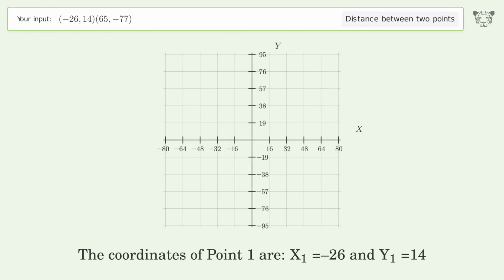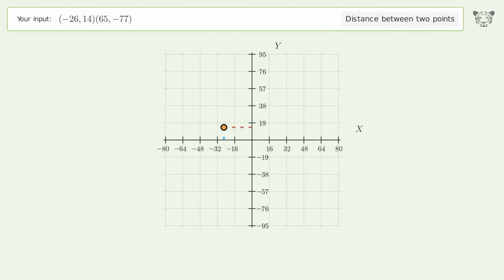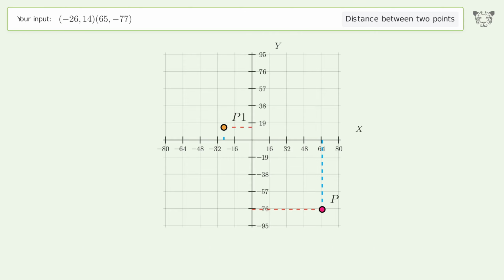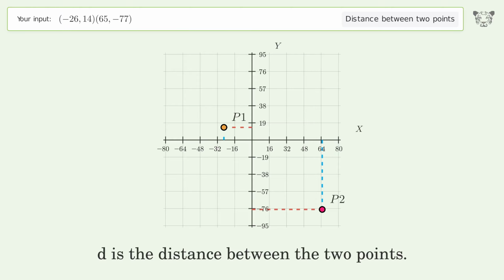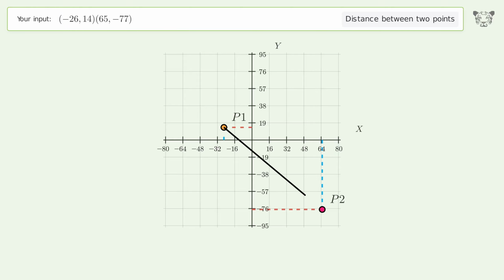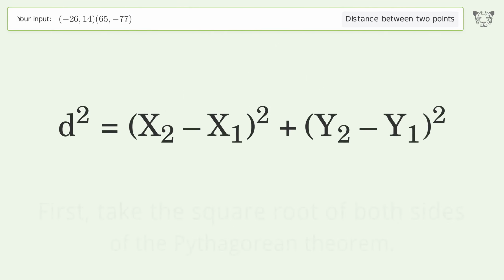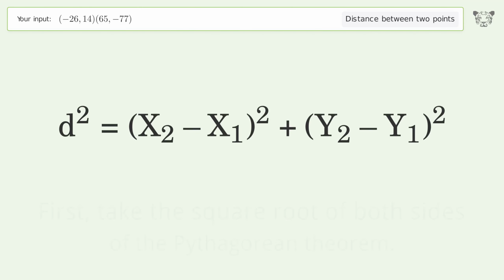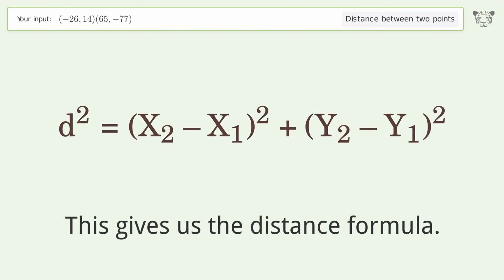The coordinates of point 1 are x1 equals -26 and y1 equals 14. The coordinates of point 2 are x2 equals 65 and y2 equals -77. D is the distance between the 2 points. First, take the square root of both sides of the Pythagorean theorem. This gives us the distance formula.